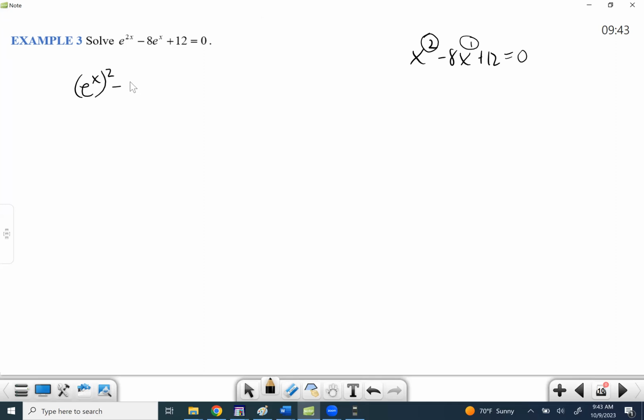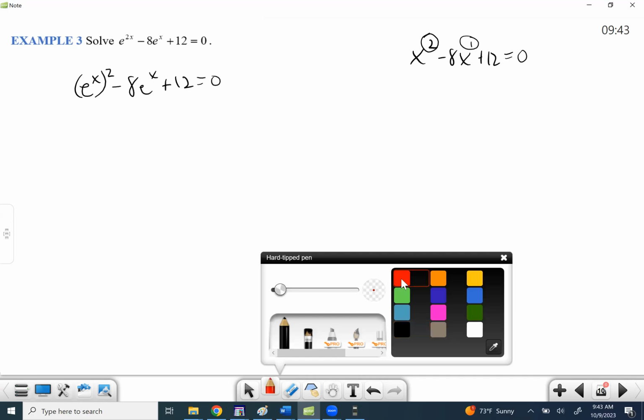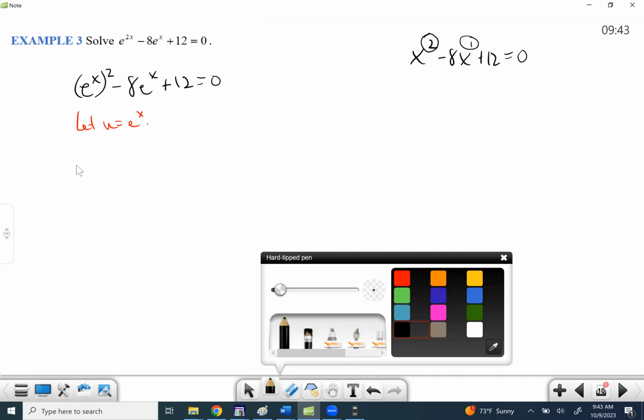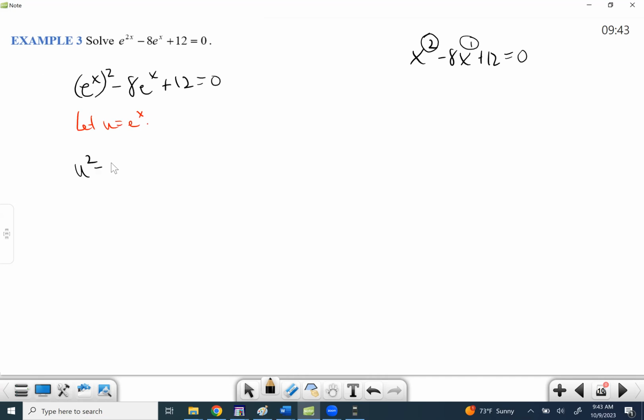Okay, and the reason why I did this, because you're going, what is motivating you to write it that way? Well, I would like to have a bunch of e to the x's here. Because now that I have an e to the x here and an e to the x there, I'm going to go ahead and say, let u be e to the x. So I can rewrite this as u squared minus 8u plus 12, and I can make this look like what I'm used to looking at when I go to factor. Okay, so let's go ahead and factor this then.